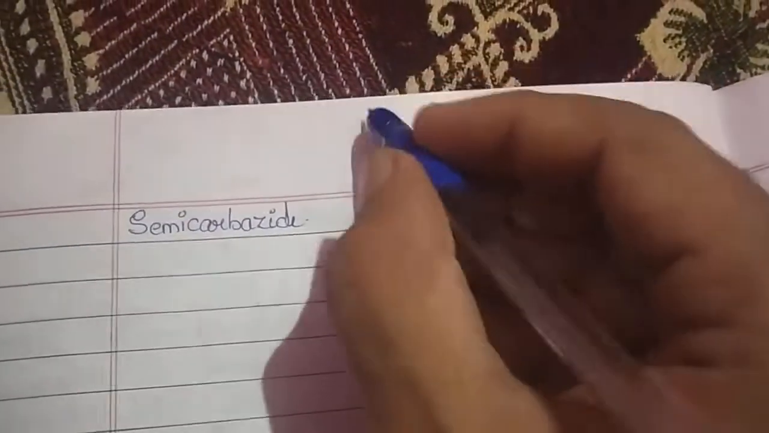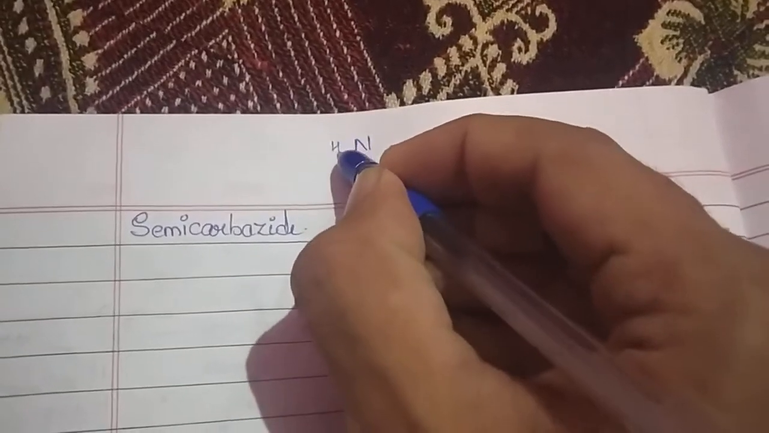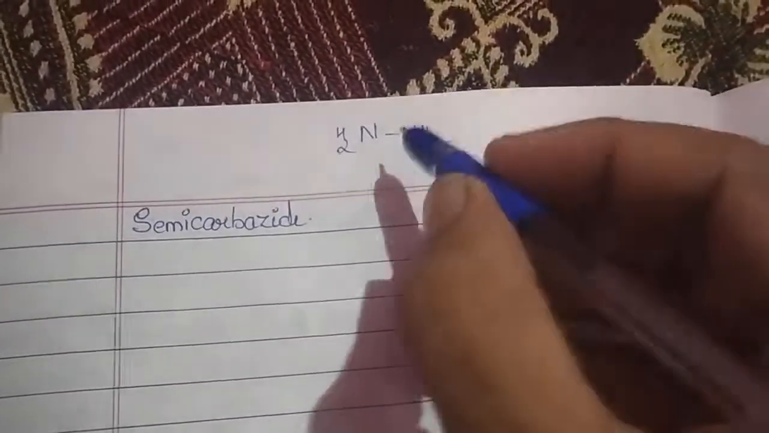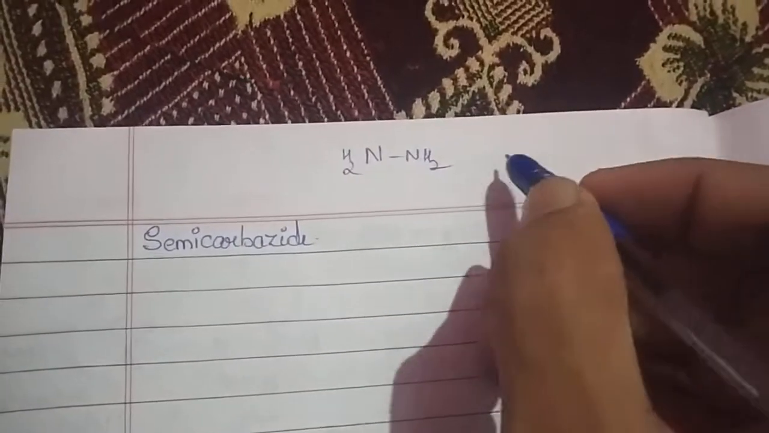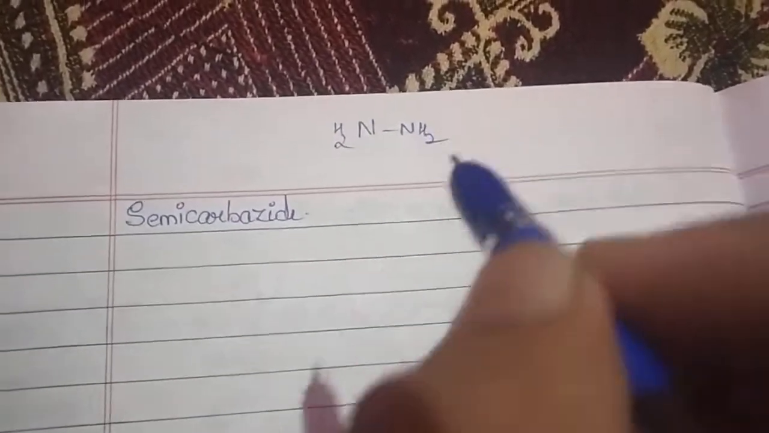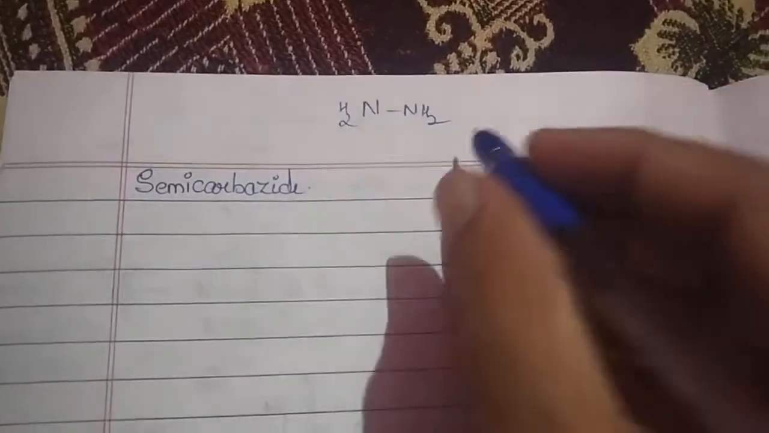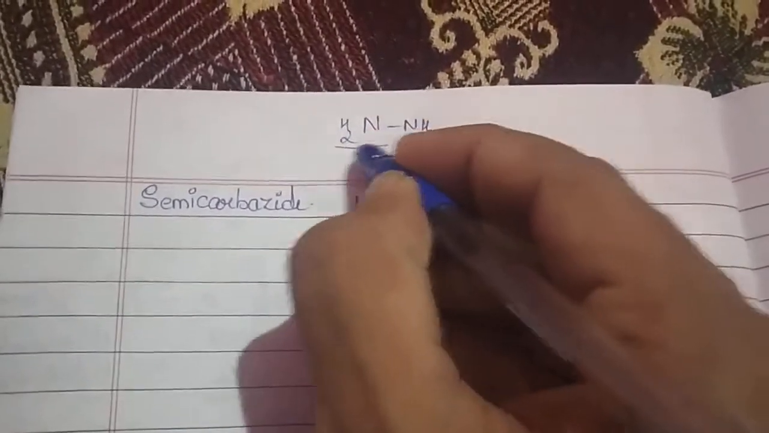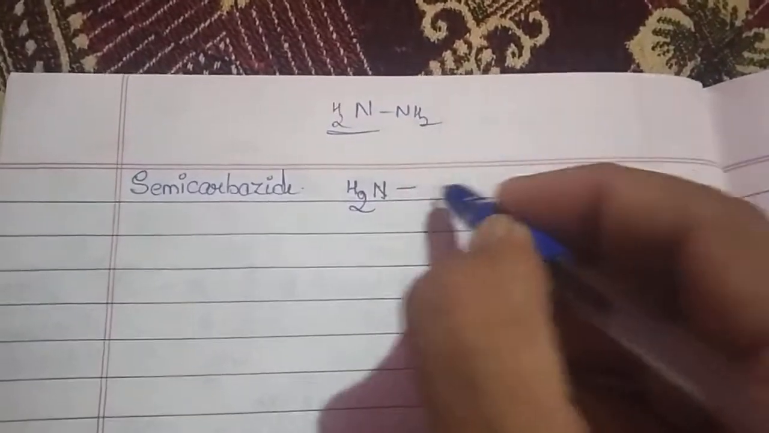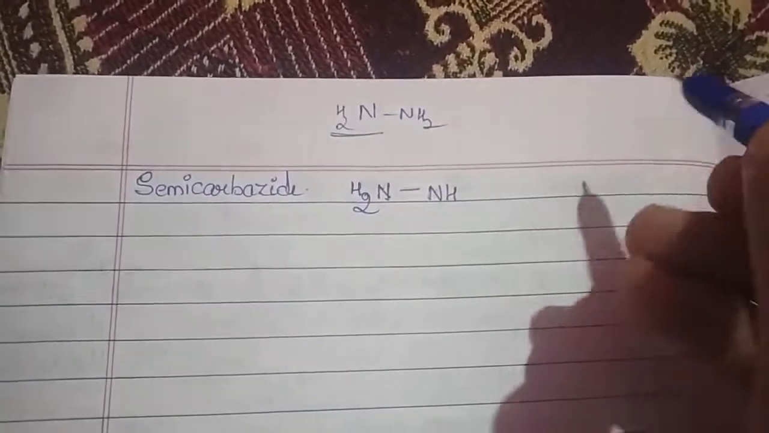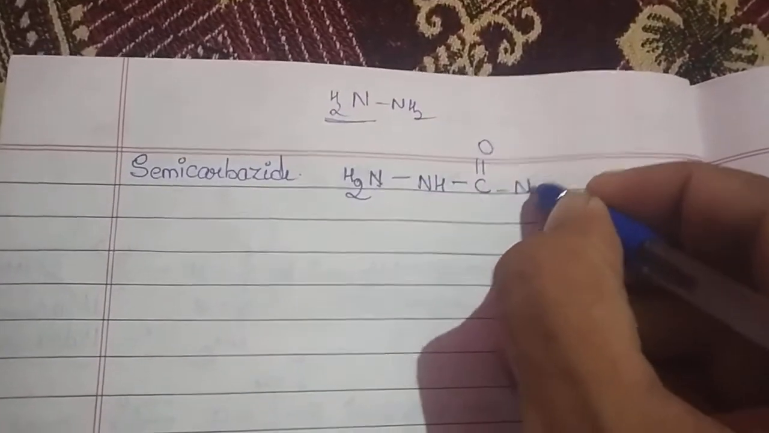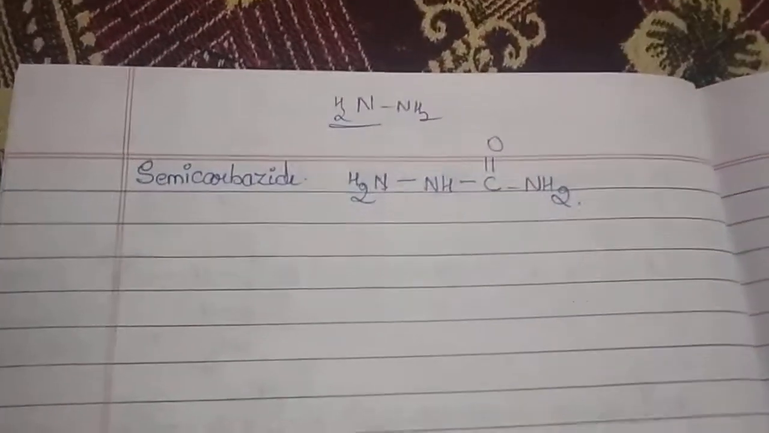Of course hydrazine means we were writing NH2 single bond NH2. When it was phenyl hydrazine, one H was taken out, and instead of that I added C6H5. The same protocol will be followed over here. First, you will have your NH2, but now one of the hydrogens will be replaced by an amide group, that is C double bond O NH2.